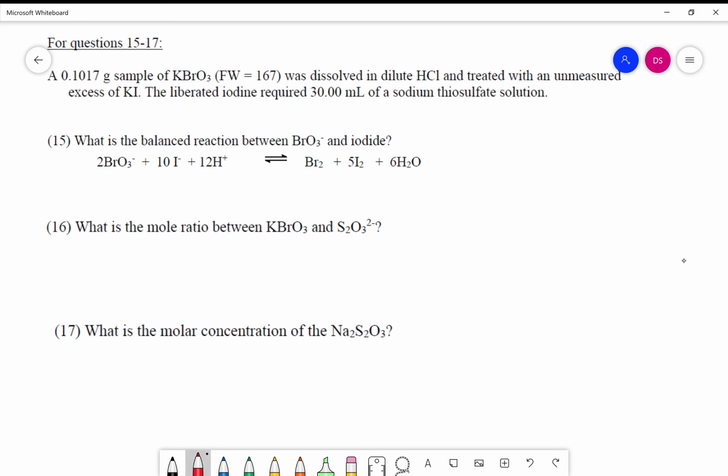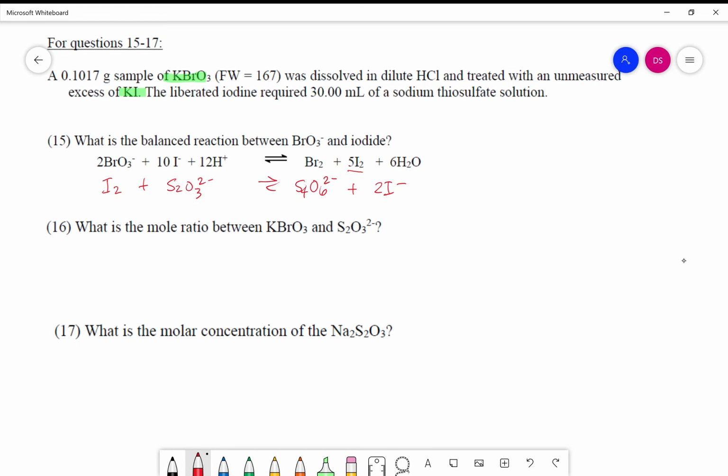Alright, so the balanced equation between KBrO3 and iodide would be this. Alright, and during the titration, the iodine here is actually titrated with thiosulfate, S2O3 2 minus, giving S4O6 2 minus plus 2I minus. Alright, so you need these two reactions to aid in your calculations.